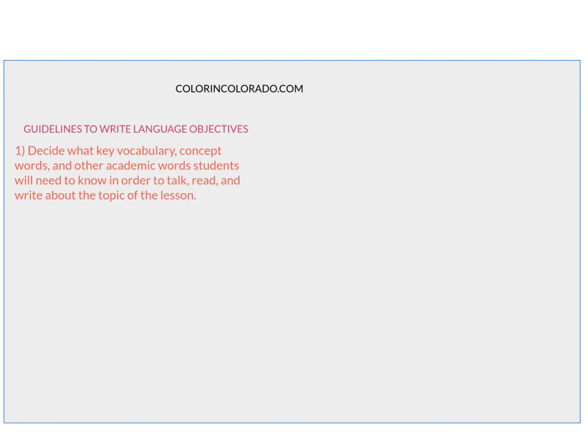Number 2, consider the language functions related to the topic of the lesson. Are the students describing? Are they explaining? Will they be comparing? Will they be extracting information from a chart? That is also, or that could potentially be, a language objective.